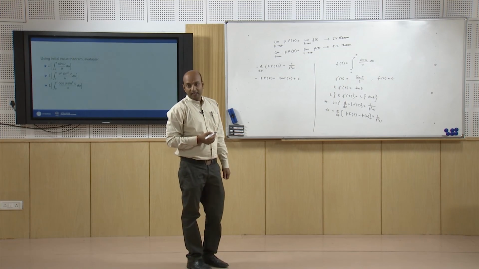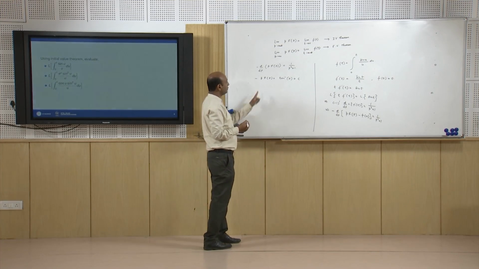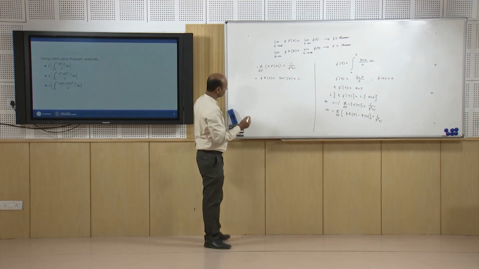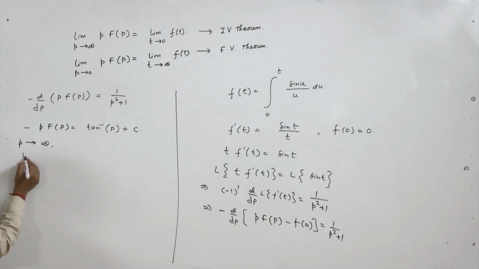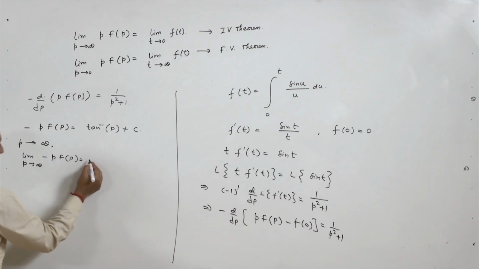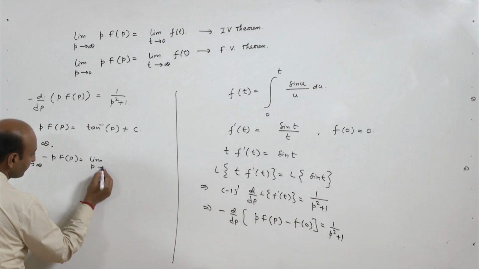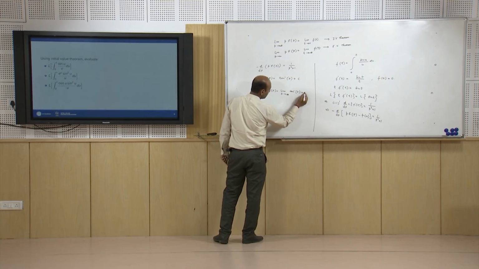Now, how to find c? To find c, take limit p tending to infinity on both sides, okay. So it is limit p tending to infinity of minus p F(p), equal to limit p tending to infinity of tan inverse p plus c.